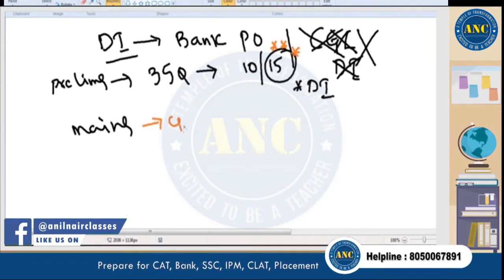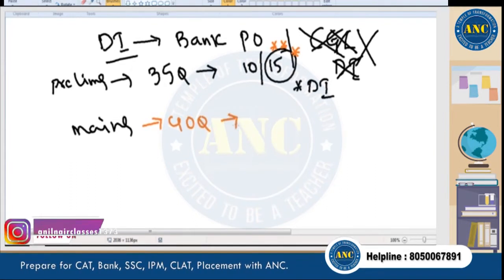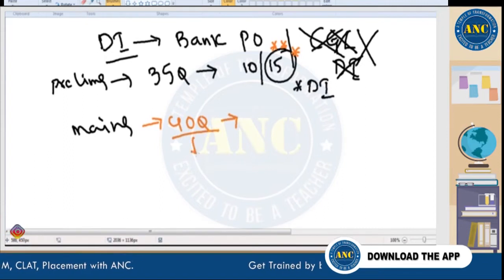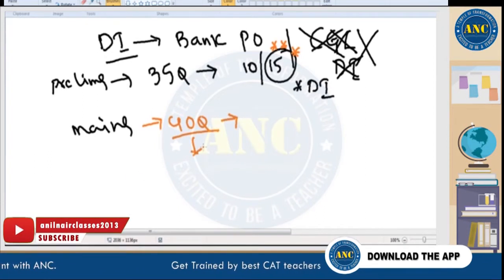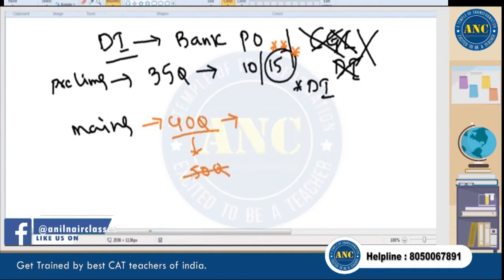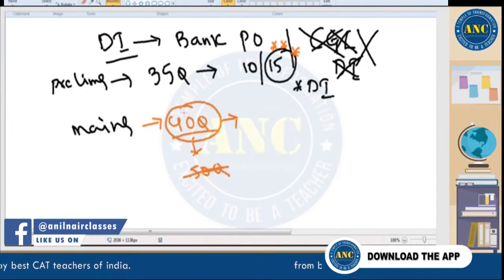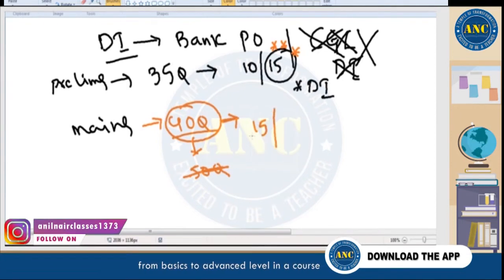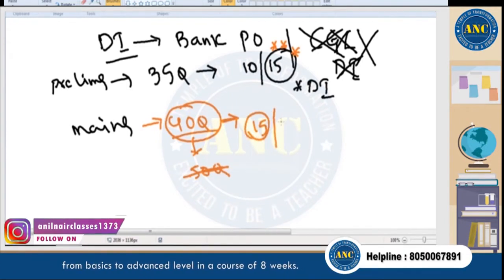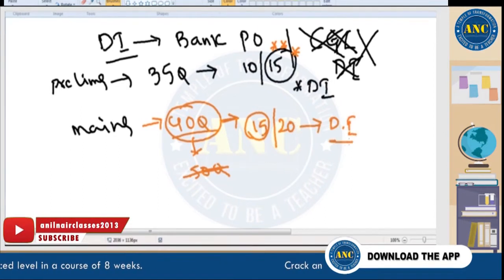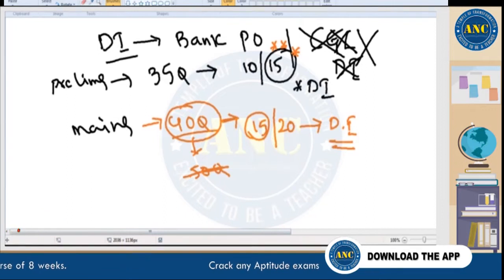In the mains, most probably there will be 40 questions in all banking examinations. In few examinations like RRB, few times they are changing the pattern. It may change up to 50, but most probably it is 40 only. If it is 40, worst case 15 questions, up to 20 questions based on DI only, sir.